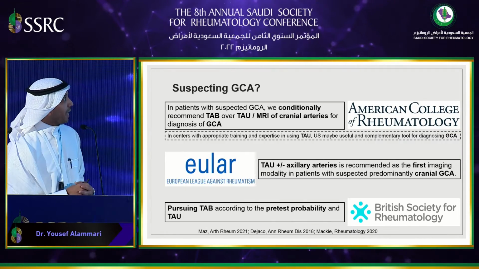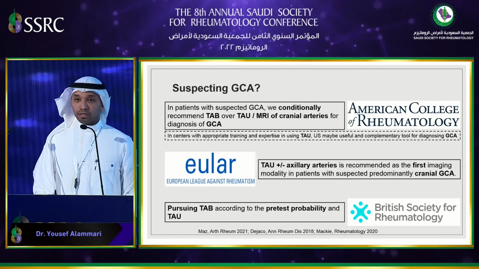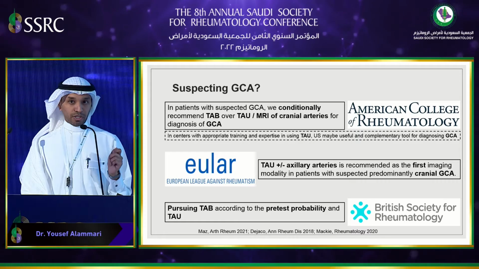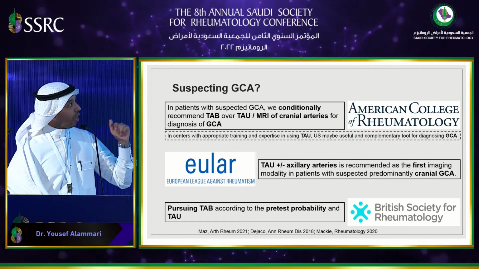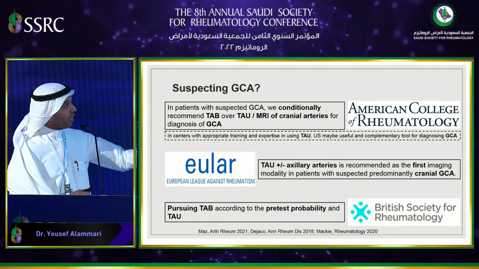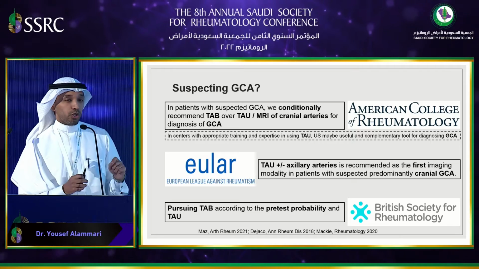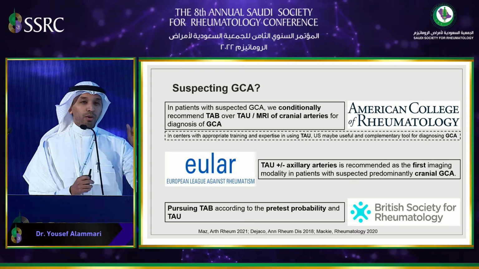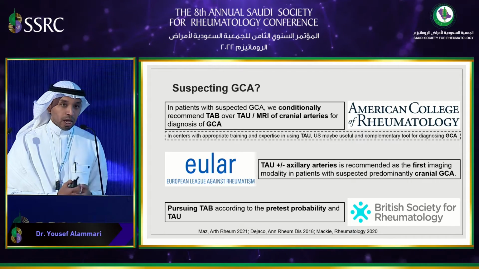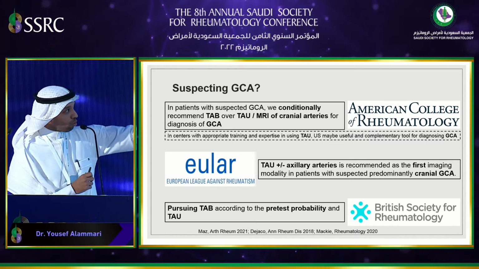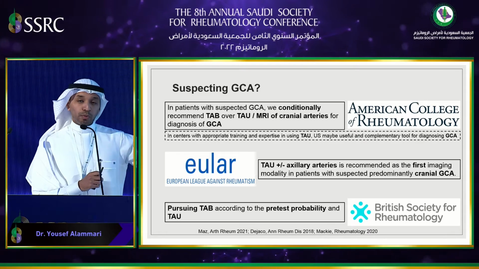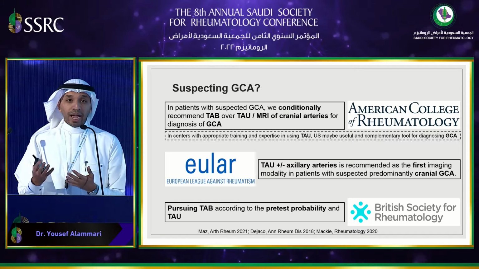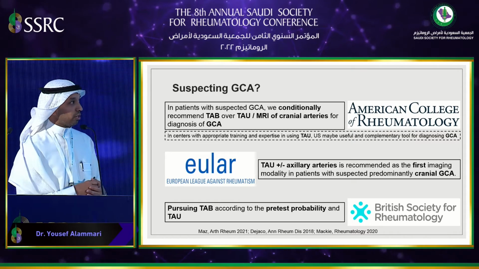So if we suspect giant cell arteritis, which guidelines should we follow? There's a discordance between the ACR and the EULAR guidelines. We can see here that the ACR recommends using temporal artery biopsy over other modalities. But when we dig more into the discussion, we can see that they also recommend using temporal artery ultrasound in centers that have the expertise to use it.